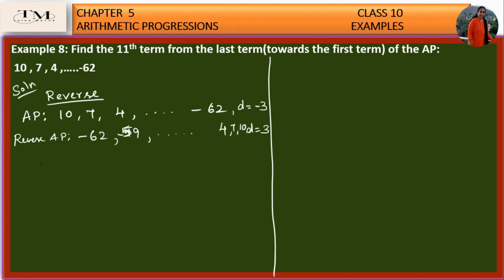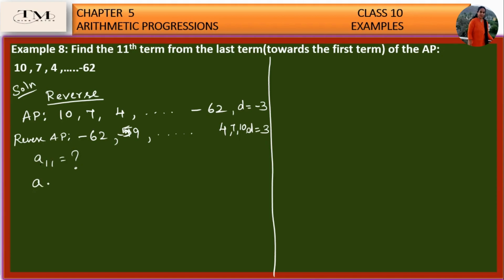So I have just reversed this AP. Now here, what is given? The 11th term from the last term. So we can count from the first term because I have just reversed. The last term became the first term. So we can count 1, 2, 3, 4, 5. So we have to find A11 for this.